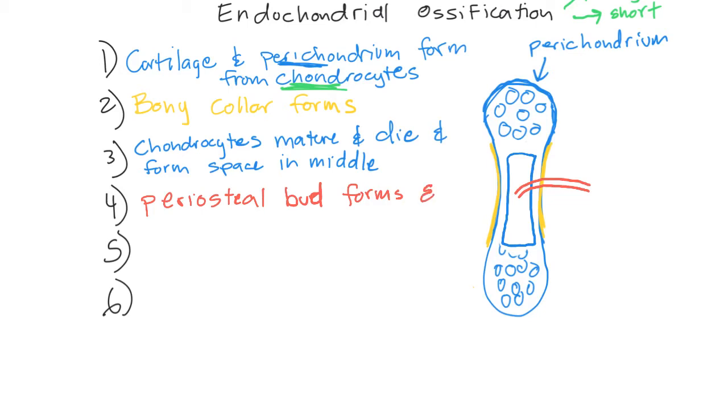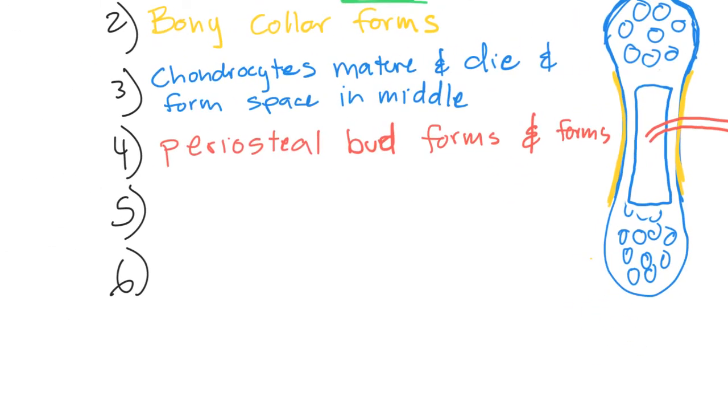And that forms, I'm going to put 1 degree, which stands for primary ossification center. So what happens is you get spongy bone forming in here.